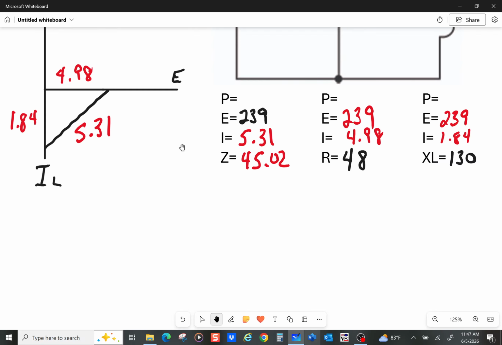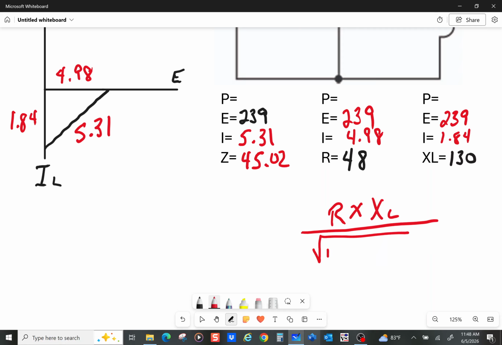And just with my ohms values, I can solve for my impedance by what is called the product vector sum method. Product vector sum method is taking R times X, in this case it's XL, divided by the square root of R squared plus XL squared.